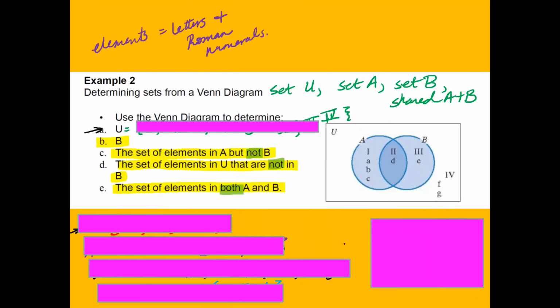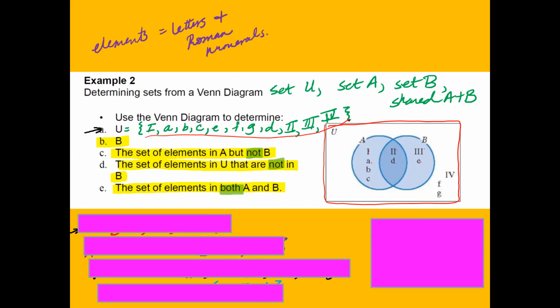Example 2, determining sets from a Venn diagram. Use a Venn diagram to determine U. If you take a look at U, U encompasses the entire rectangle. So you're going to include everything that's in A, everything that's in B, everything that they share, and everything that's outside of A and B. So that will be letter A, B, C, capital I, Roman numeral 2, D, Roman numeral 3, E, Roman numeral 4, F, and G. These are all of the things that are going to be inside U.